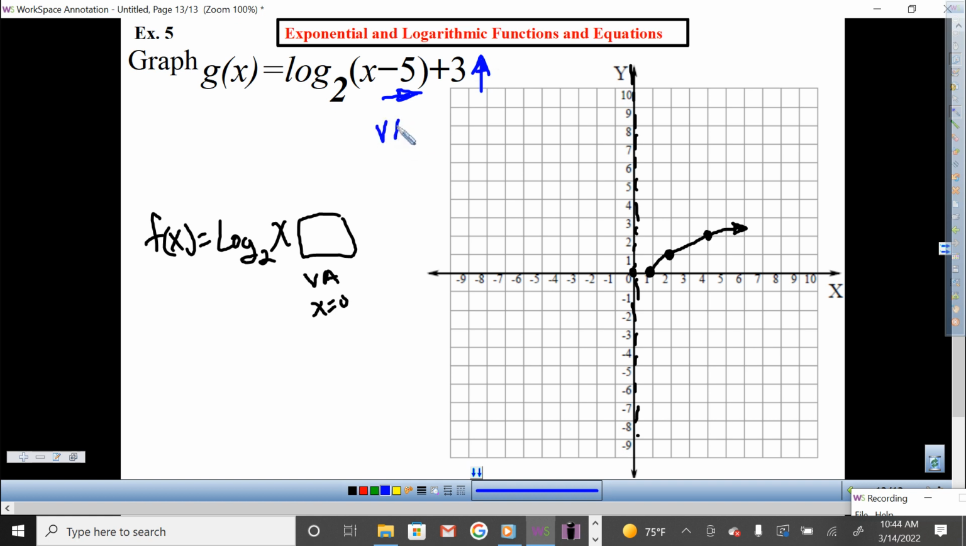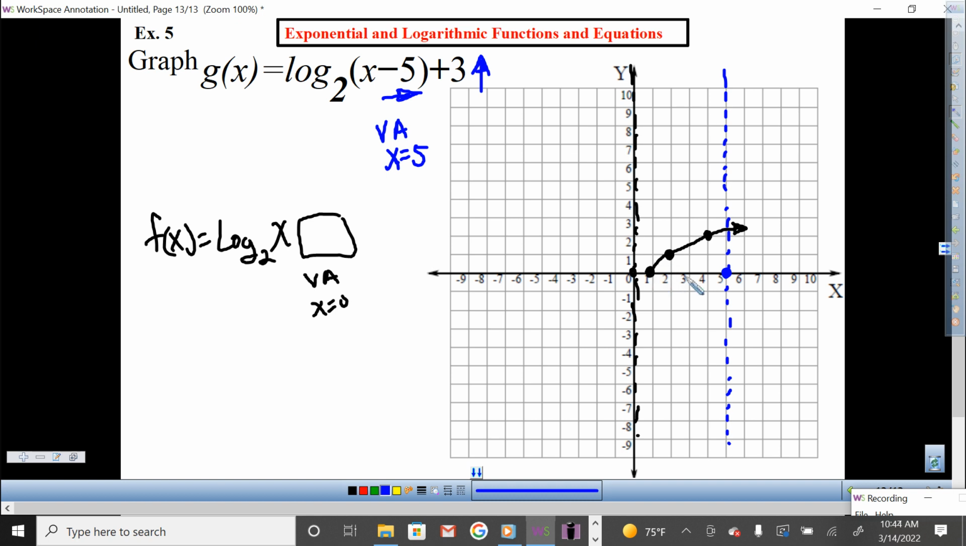What is our VA? What is our VA? It's the number 5, so x equals 5. So let's go to x equals 5. It's right here. So we get our vertical asymptote at that point. And now we move each of these points 5 to the right and 3 up.